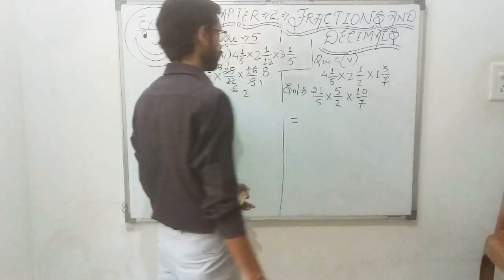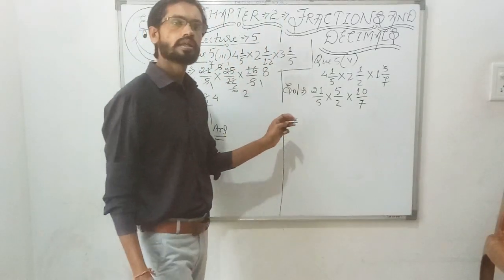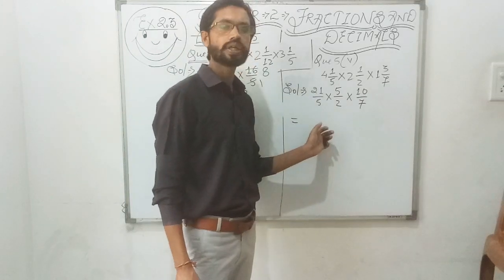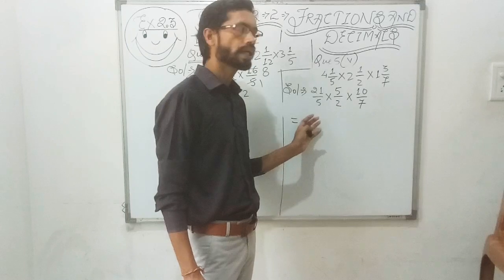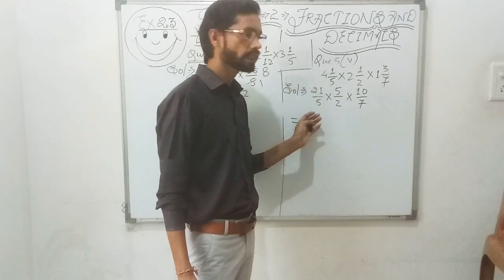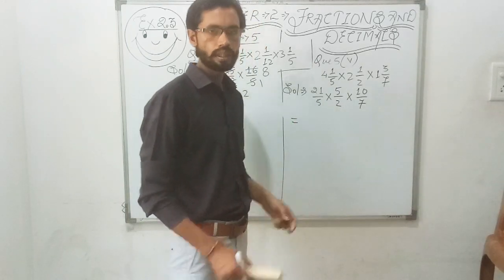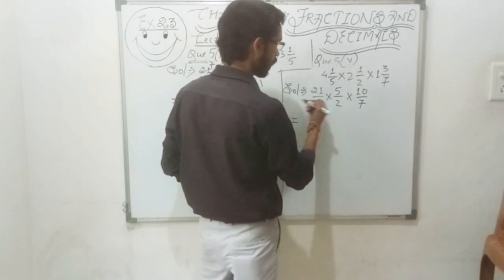Now listen up. See how we are cancelling. See, cancellation does not have a definite sequence. Okay, you can cancel out from any one of them. You can start from anywhere, taking any number first. So let's do it from here.